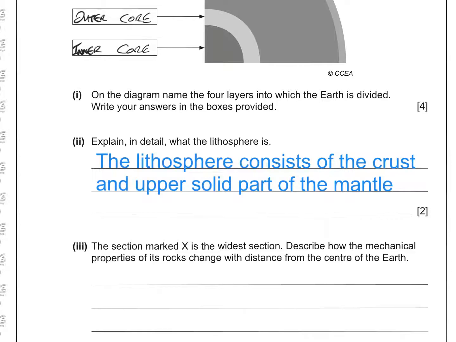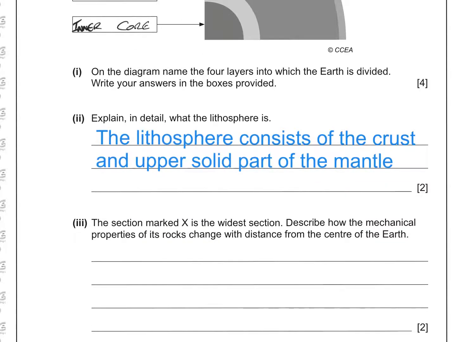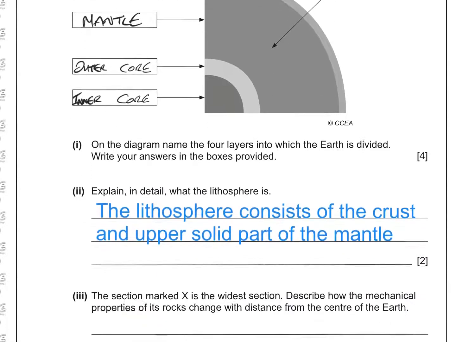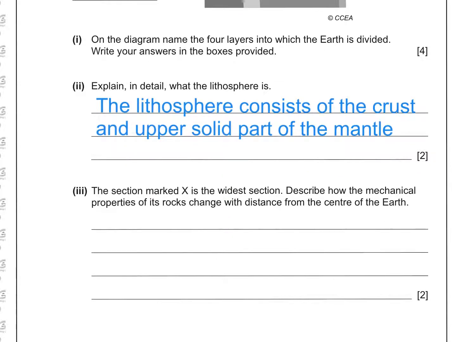The section marked X is the widest section. Describe how the mechanical properties of its rocks change with distance from the center of the Earth. So they've marked the mantle with X, and they're asking us to describe how the mechanical properties of its rocks change with distance from the center of the Earth. And we've already given part of this away, because the upper part of the mantle, as we've already said, is solid. But the lower parts are hotter and therefore melted, so it's more of a viscous liquid there.